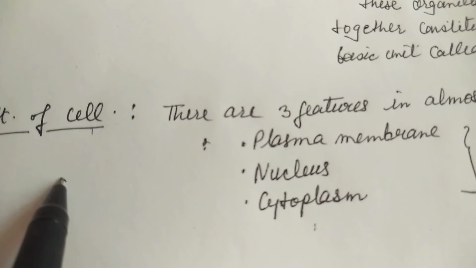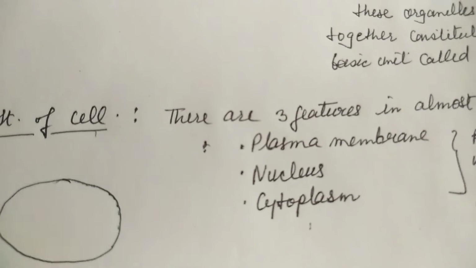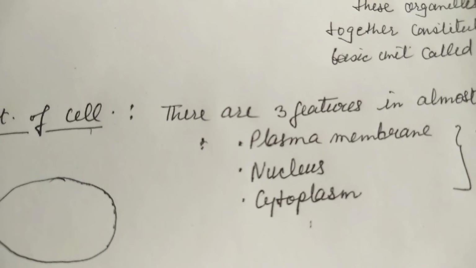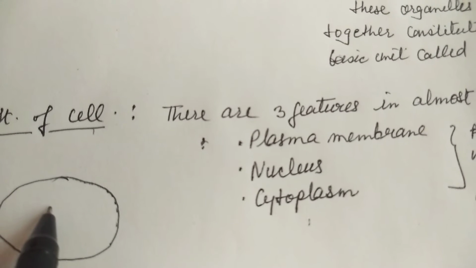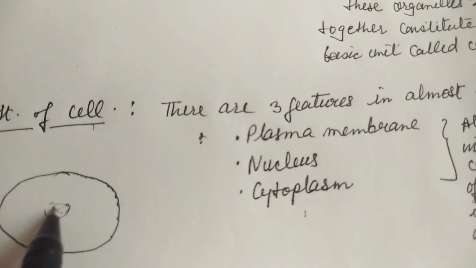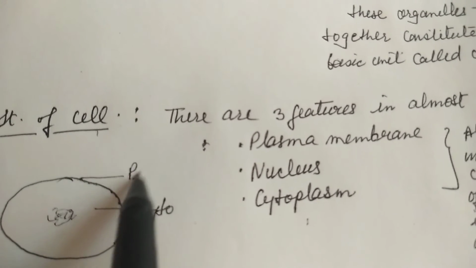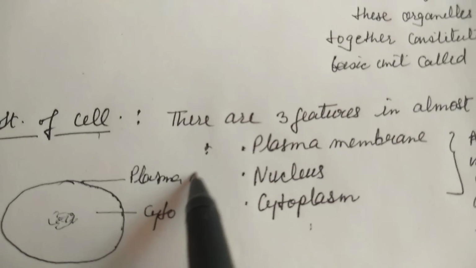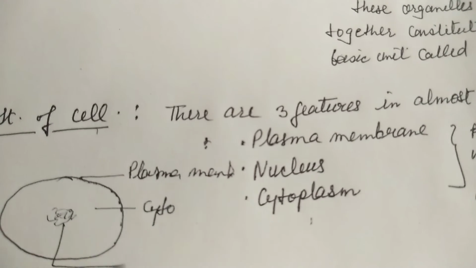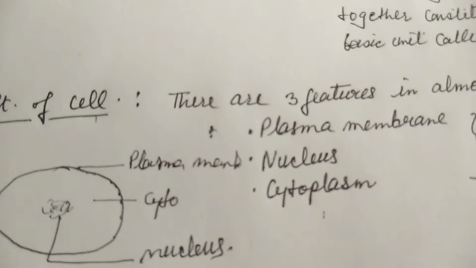The plasma membrane is the outer layer of the cell. If we draw the cell, right, this is the outer layer called the plasma membrane. In the center there is a nucleus. A membrane can be there or not. So it's a nucleus, I can draw it this way, and this region is called cytoplasm. So this is cytoplasm, this is plasma membrane, and normally this is called the nucleus. So these are the three main components of the cell.